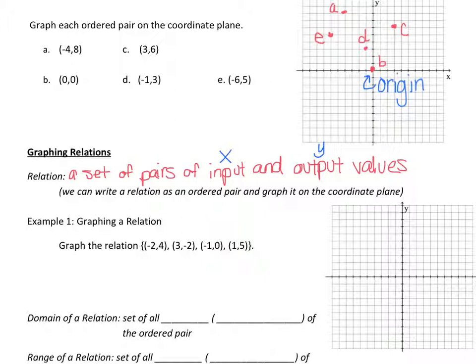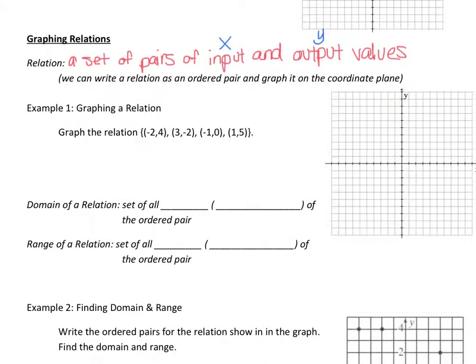All right. We can write a relation as an ordered pair and graph it on the coordinate plane. So this is just showing you that these are a relation. They're in brackets, so they go together. They have some sort of relationship. Just very quickly go ahead and graph those as well. So left 2, up 4, right 3, down 2, left 1, right 1, up 5.